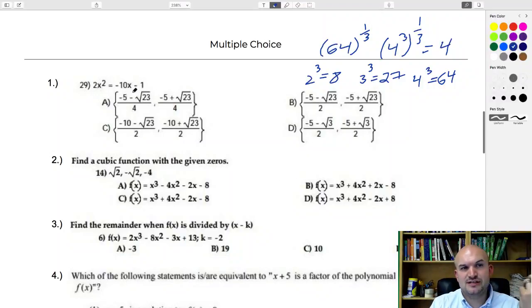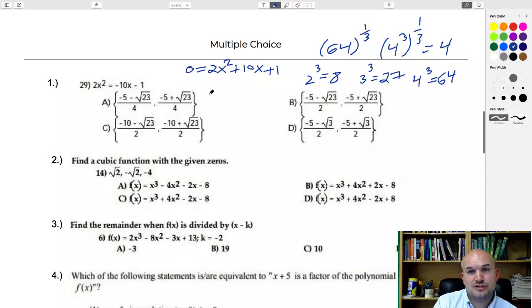So in this one, it's just looking for us to use the quadratic formula. So before you can do it, you got to make sure it's set equal to 0. So 0 equals 2x squared plus 10x plus 1. So I got to get everything to the same side. Now, what I'm going to do is determine the discriminant, which you guys can see is actually 23, it looks like, for all of them.